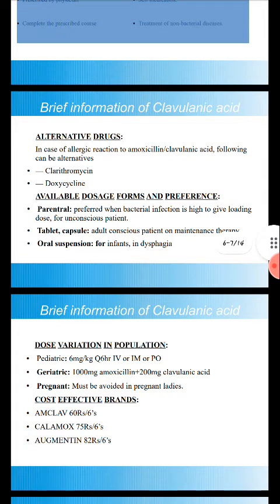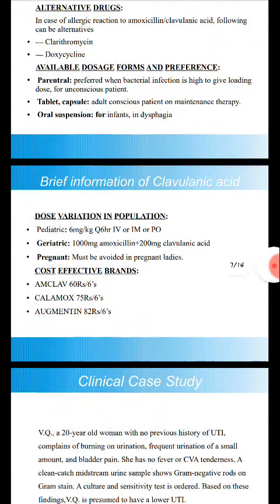And for the unconscious patient, because he cannot take it through the oral route, we have to go for the IV. Now the second dosage form that is available is tablet or capsule. Tablets or capsules are given when the patient is an adult, is conscious, or is on maintenance therapy, because he can take tablets and capsules. Now oral suspensions are for infants or for patients who have dysphagia, because they cannot swallow tablets or capsules. That is why we give them oral suspension.